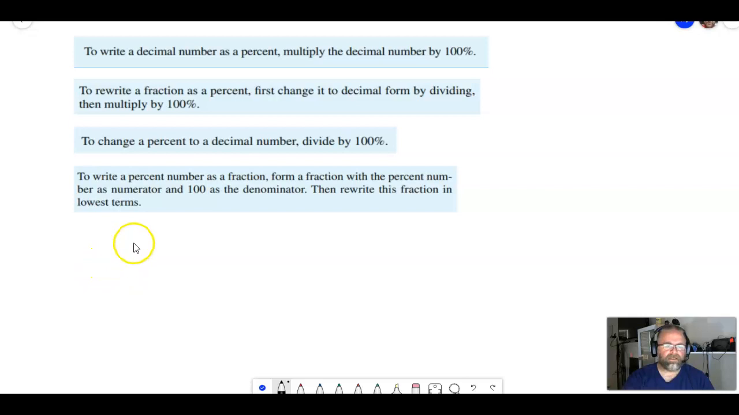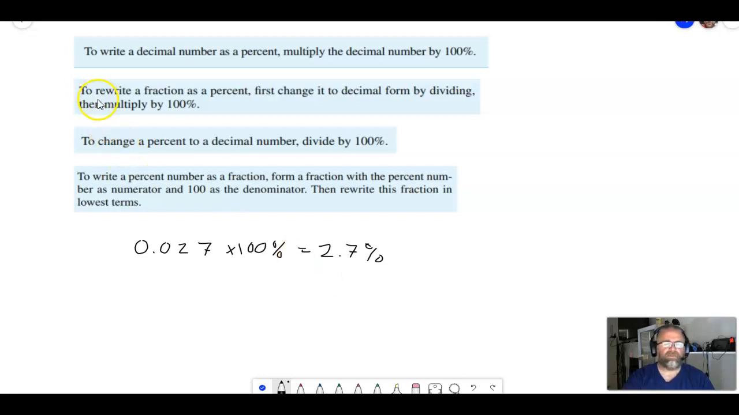So if I wanted to take the decimal number 0.027 and I wanted to convert this to a percent, I just multiply it by 100%. What that does is multiplying something by 100 moves the decimal place 2 to the right. So this becomes 2.7, and then we have the percent there. So 0.027 is equivalent to 2.7%.